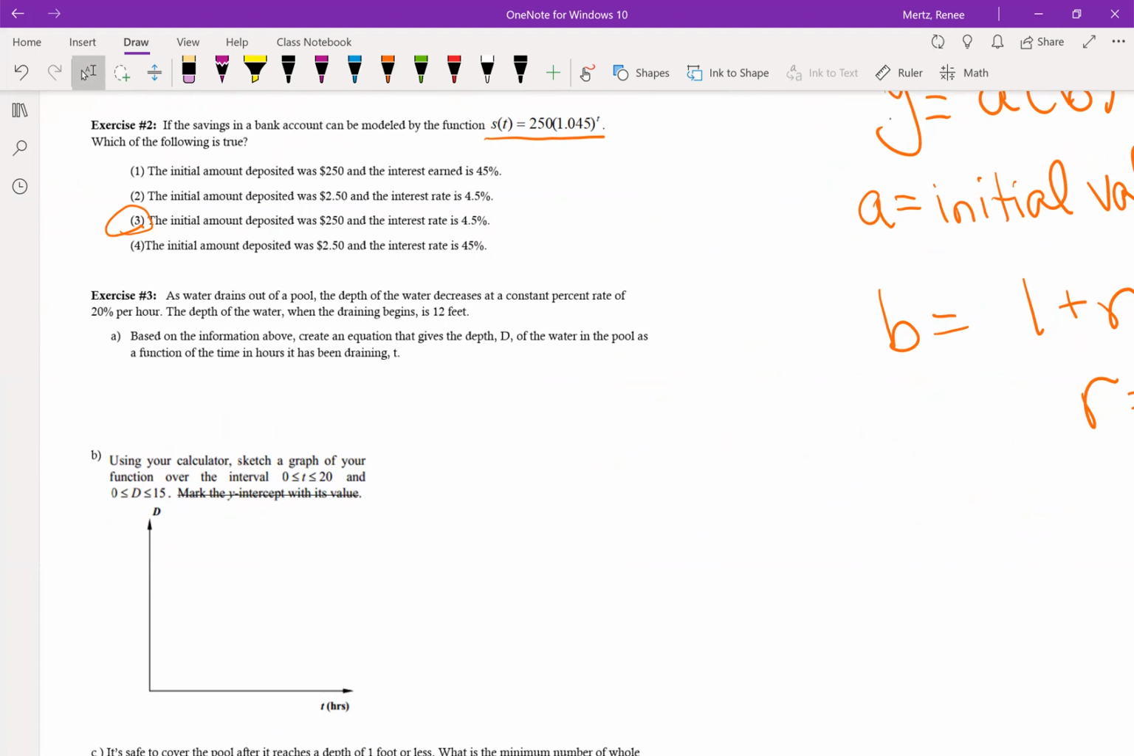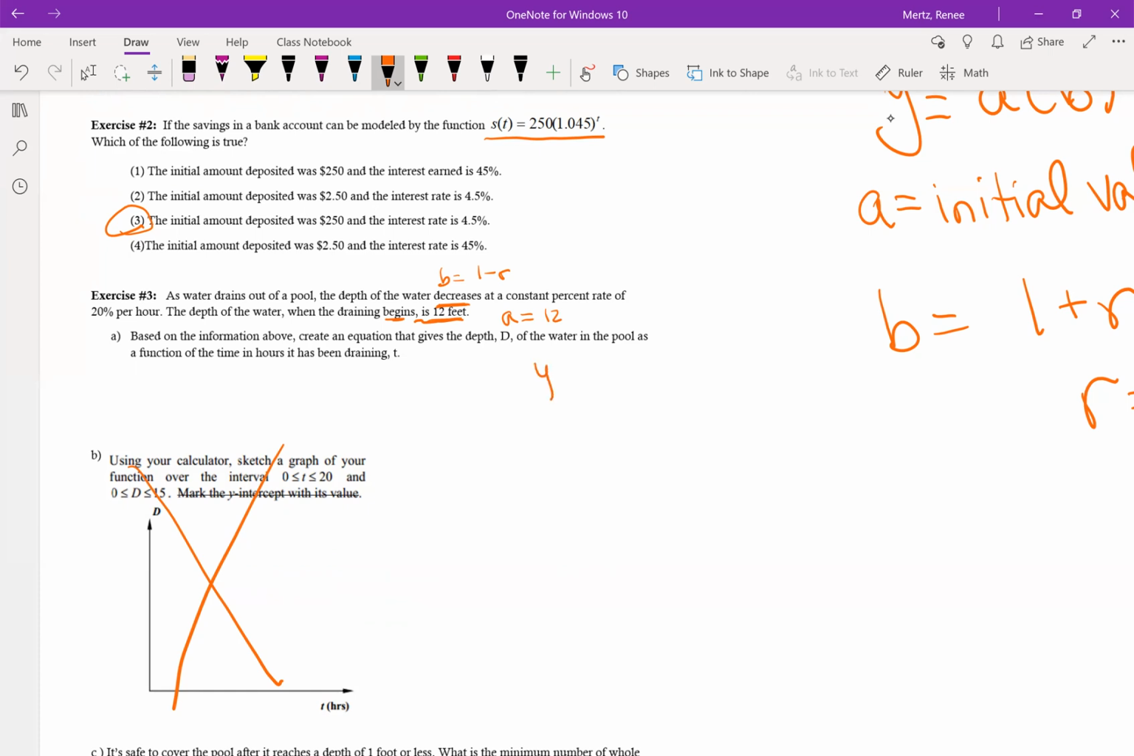In exercise 3, they have water draining out of a pool. The depth of the water decreases. So once I see decreases, I know B equals 1 minus the rate, at a constant rate of 20% per hour. The depth of the water when draining begins, so begins is A equals 12 feet. Based on the information above, create an equation that gives depth D of the water in the pool as a function of time in hours it has been draining T.